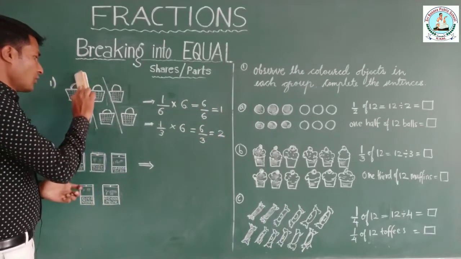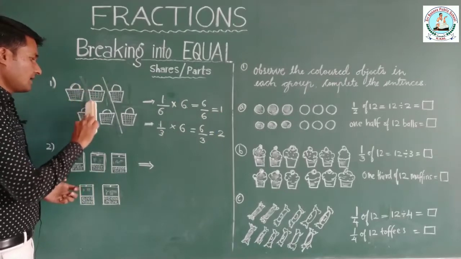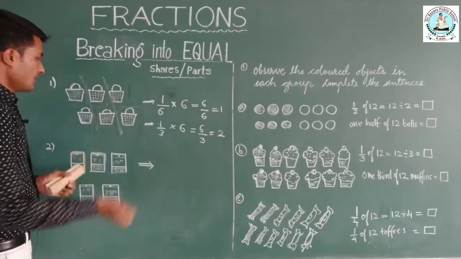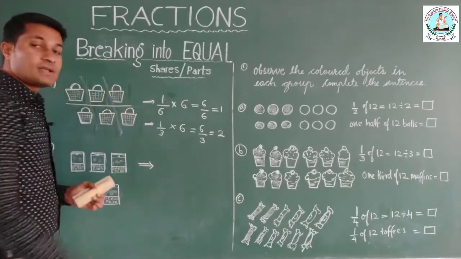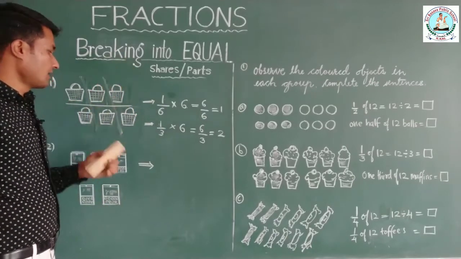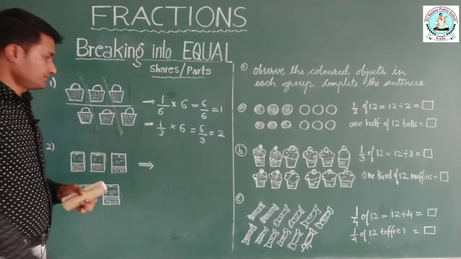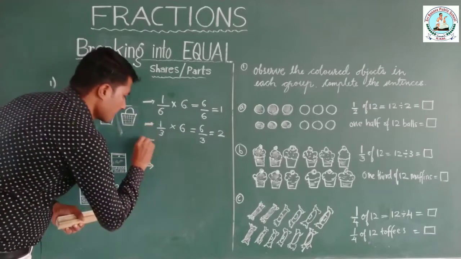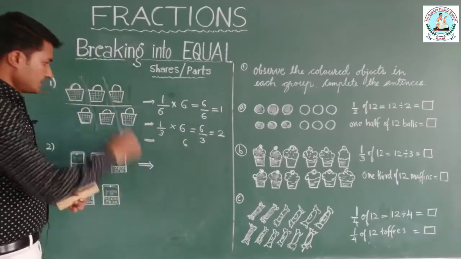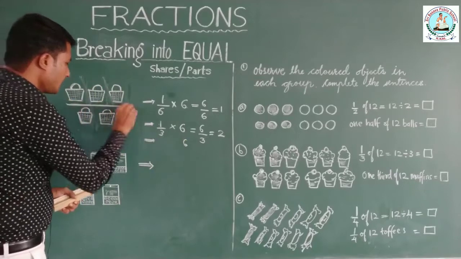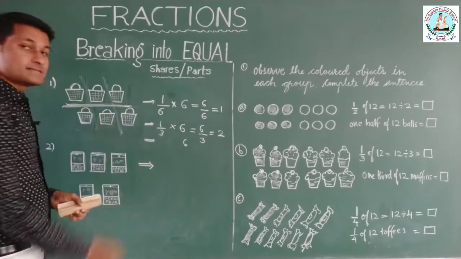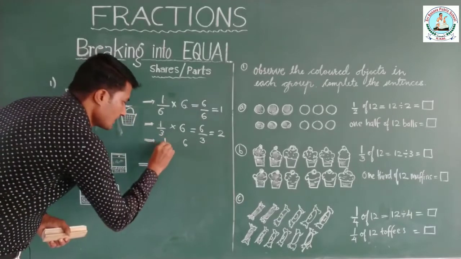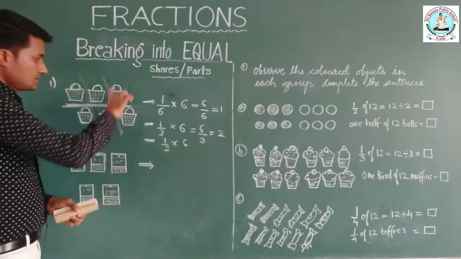And this way of breaking can be done in another way as well. See here, this group of baskets can also be broken into 2 equal groups. This is the first one and this is the second one. There are 6 baskets, and I divided this group of baskets into 2 equal parts. That is what? Half of all these baskets.